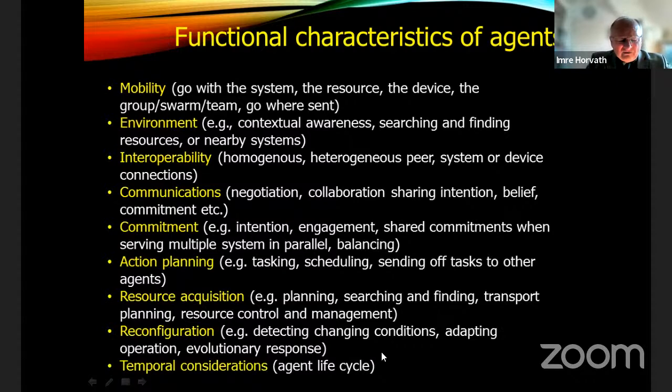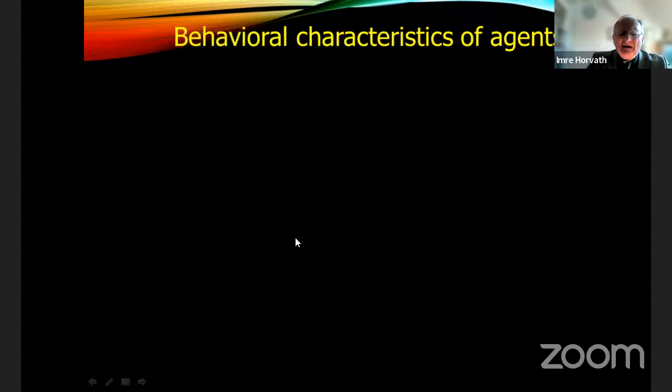I have to tell you that in the case of many agent implementations, the consideration of time and activity timing is also an issue, but it's also an issue with regards to the life cycle of an agent.